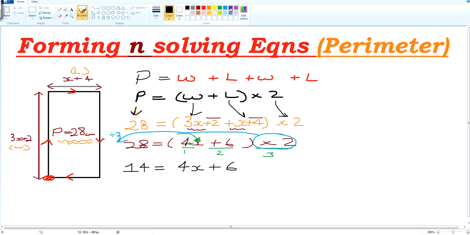Now we have to keep on. We've moved the third action. Now we're going to move the second action, which is plus 6. The plus 6 goes over, change side, change sign. It becomes minus 6. So 14 minus 6 will give us what? 8 is equal to 4x.